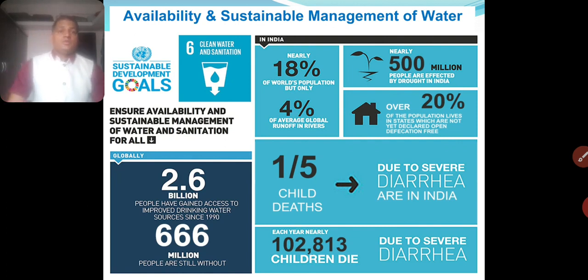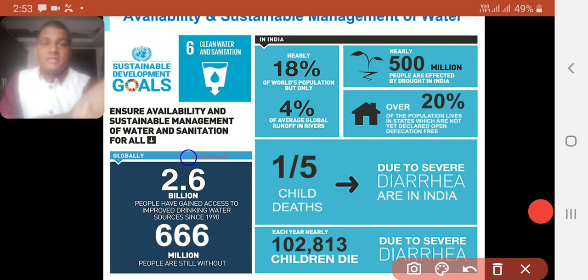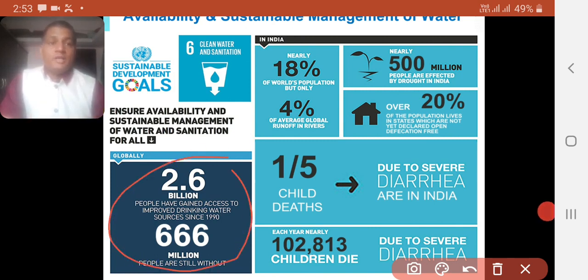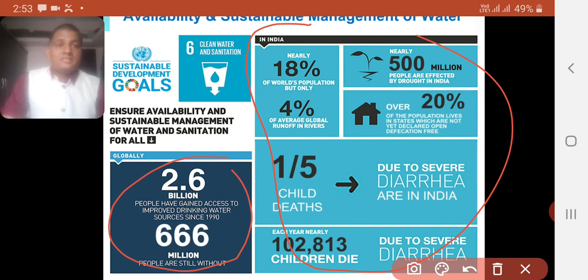Okay, so if you look at this picture, you will find out the availability and sustainable management of water. You can see here, this is at the global level and this is for the Indian level. So in this, what exactly they have pictured is the Sustainable Development Goal 6, which is for clean water and sanitation. So it ensures availability and sustainable management of water and sanitation.